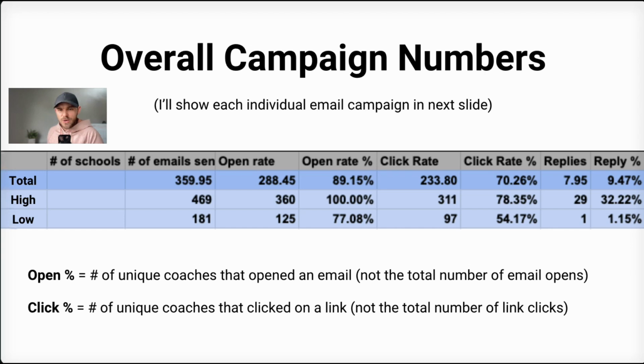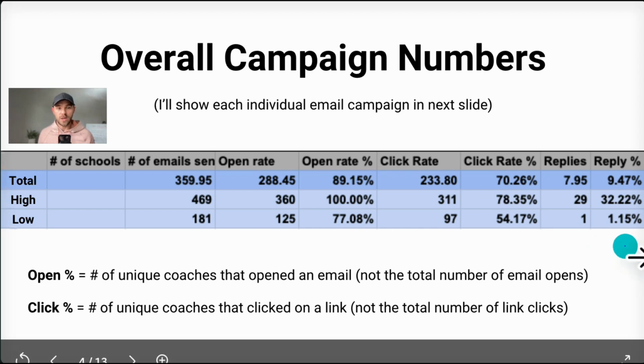Just on the high end, you could see we emailed 469 schools, or emails, I should say, we sent for one campaign on the high side, 181 on the low side. So we're looking at a lot of data. Remember, we're talking about 7,199 emails here. We've done this quite a bit, and so hopefully we can help you get some really good results as well.